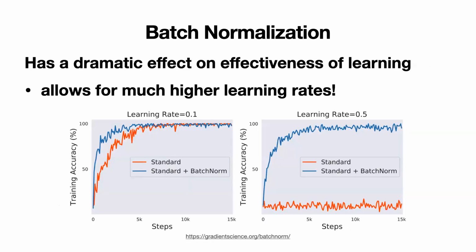Okay, so it's kind of a nice little trick, but it has a very dramatic effect on the effectiveness of learning. As you can see, it's the same type of neural network. So you learn either with batch normalization or without batch normalization.